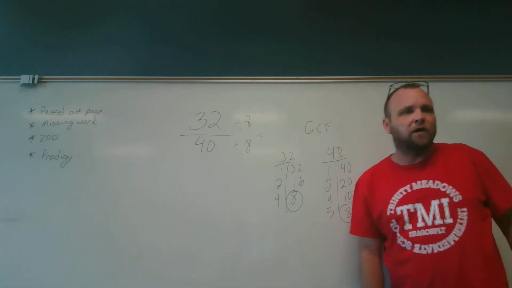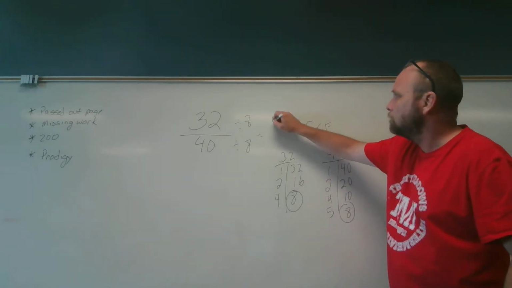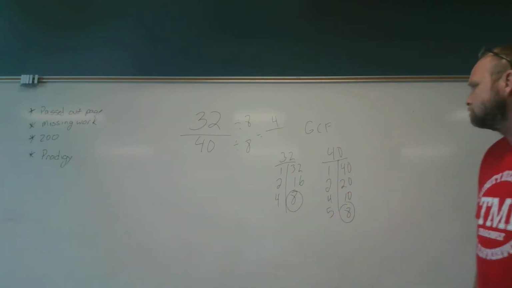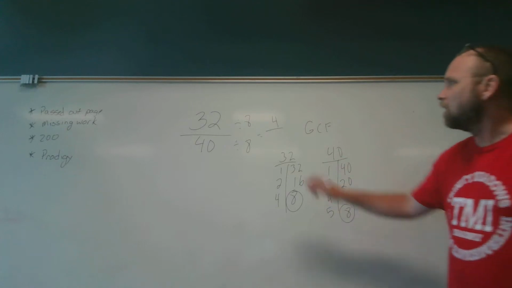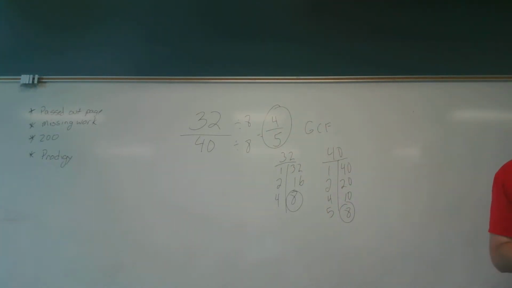32 divided by 8 is what? 4. 40 divided by 8 is? 5. So 4/5 would be my simplified fraction.